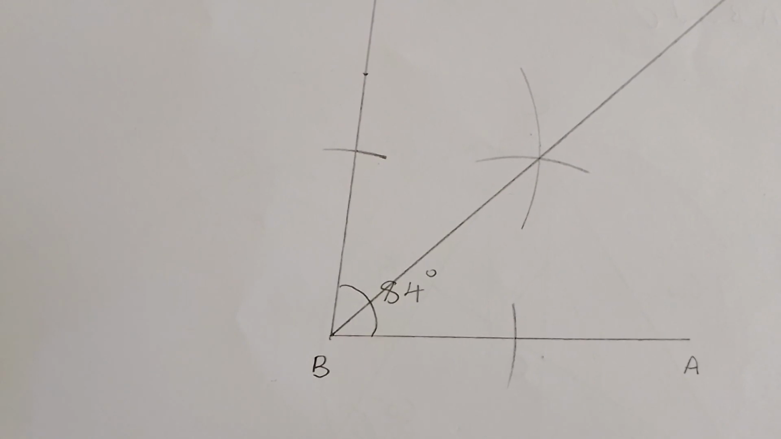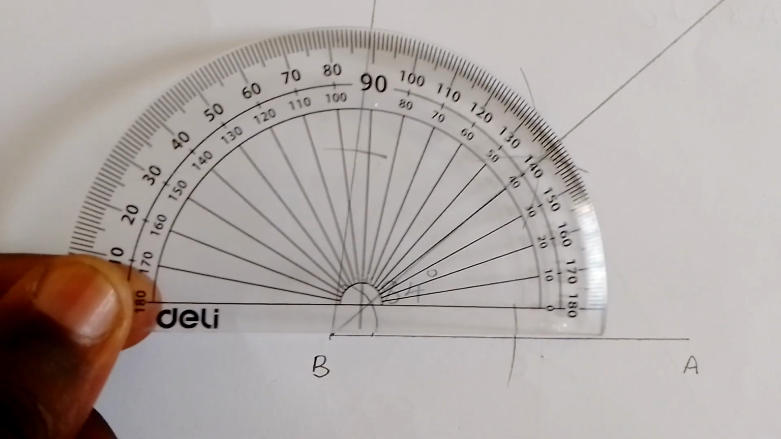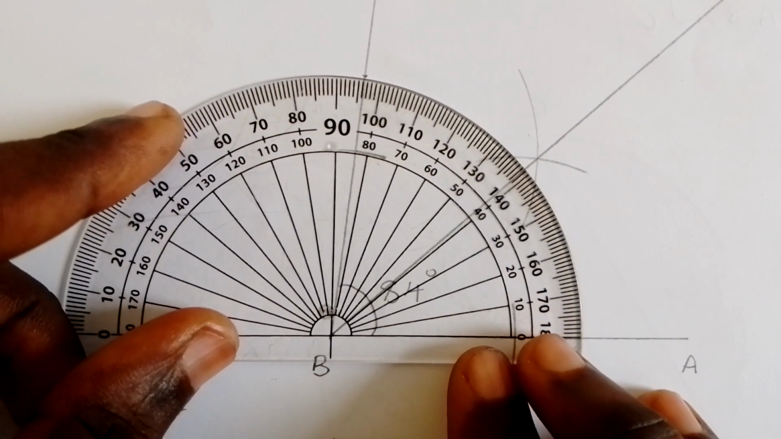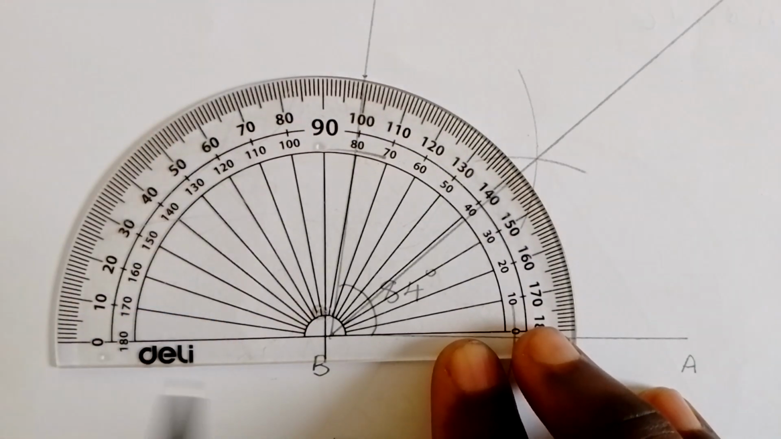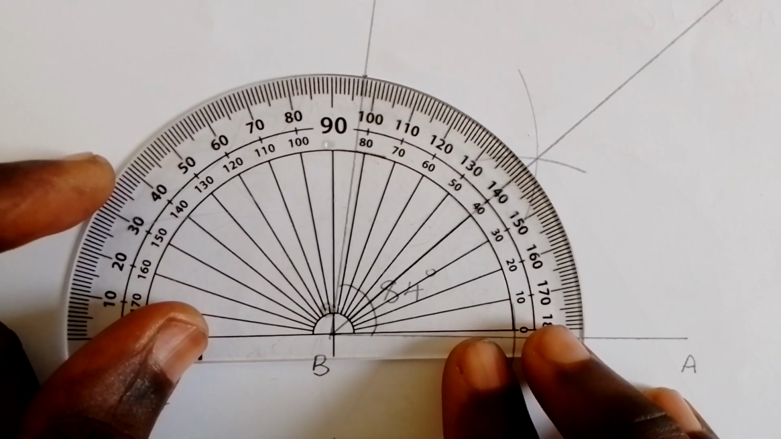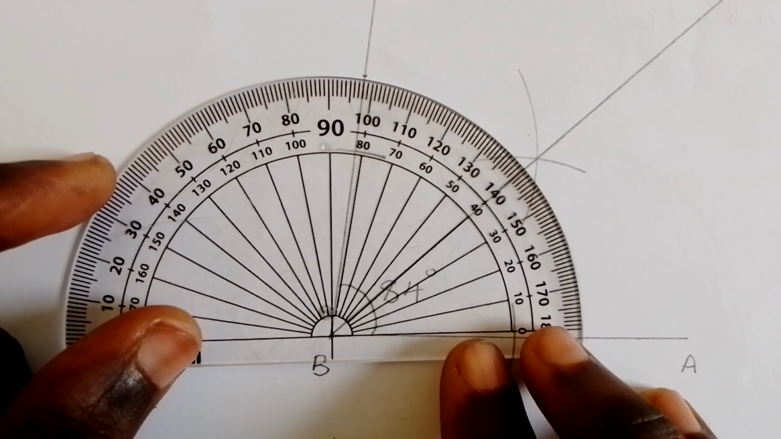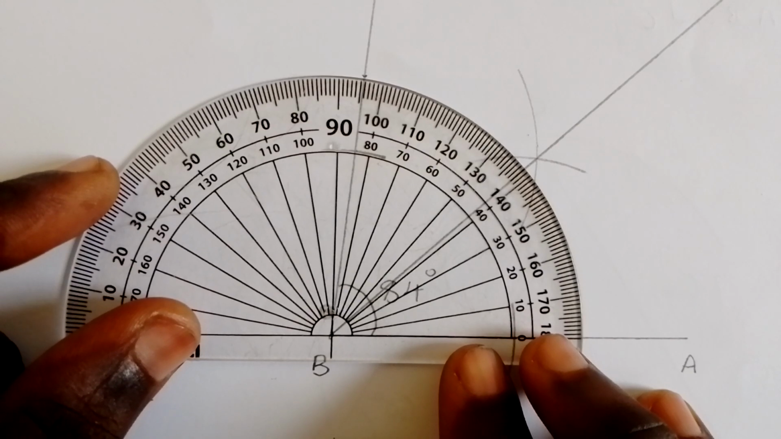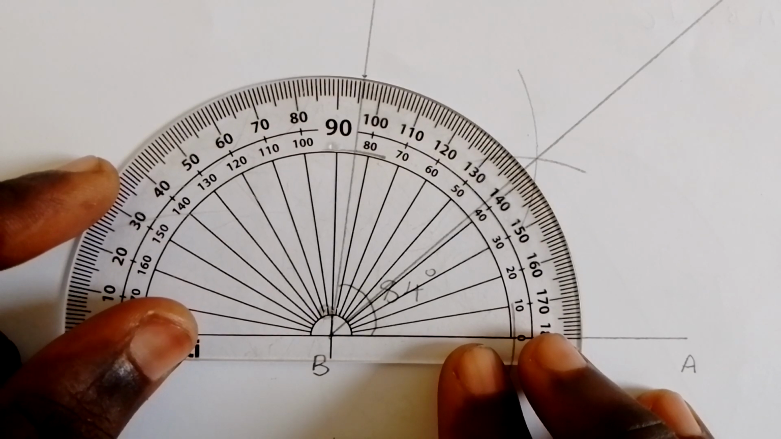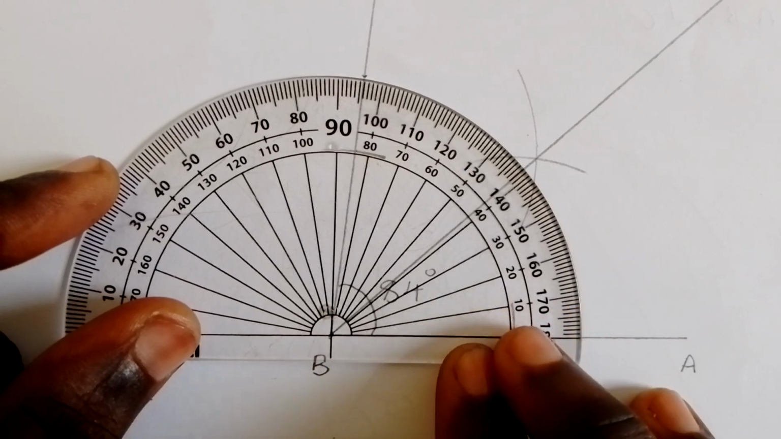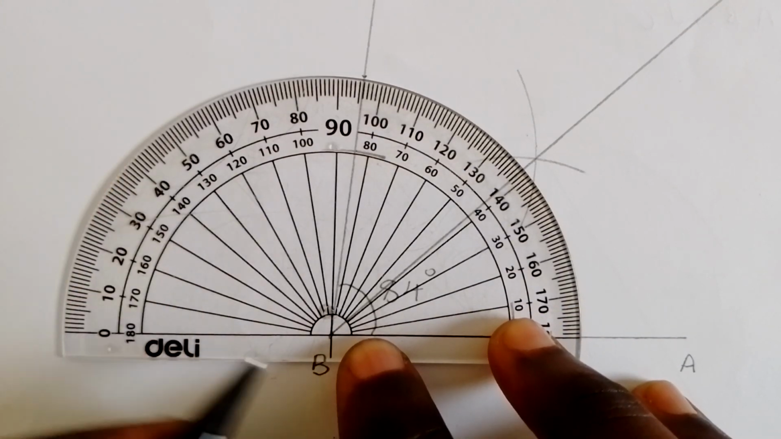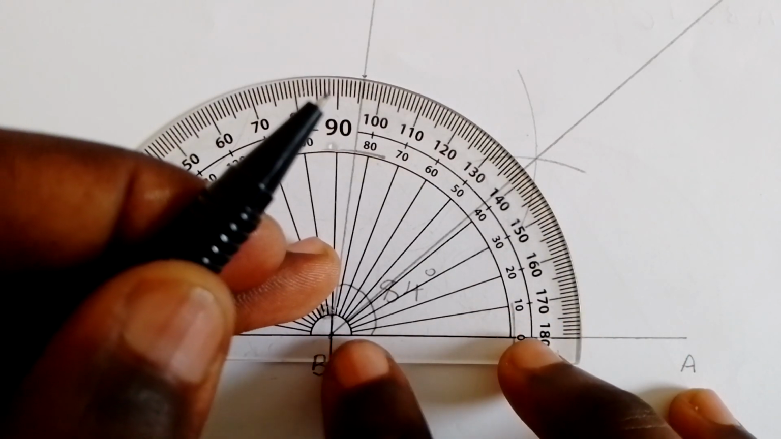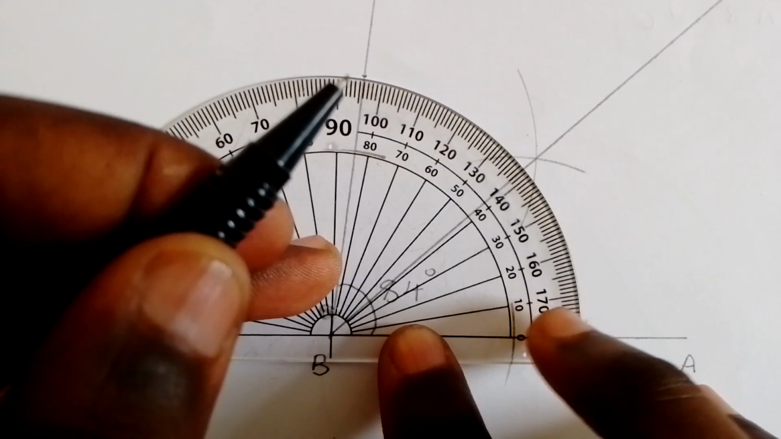So I get my compass, I place it at the vertex, the center point. I'm sure you can see this point here. I fix it exactly there. I'm sure you can see that the center point is at the vertex, and the line that is drawn has been covered by this part of the protractor. So now I measure from here.